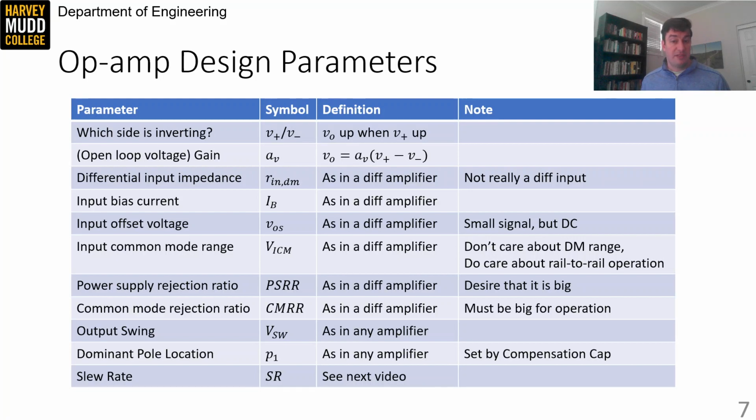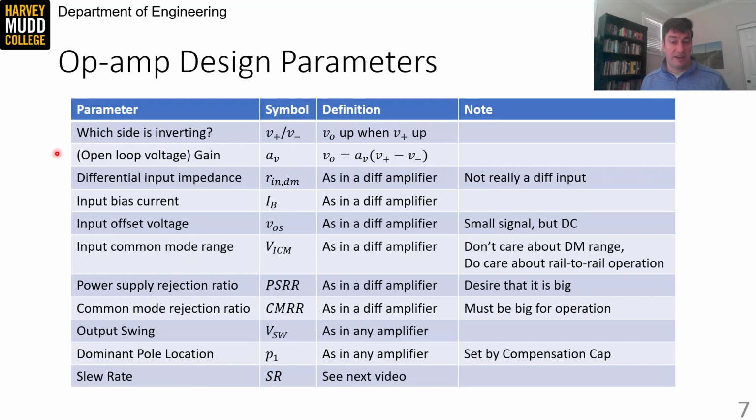These parameters can be roughly split into new parameters for op-amps and parameters we've seen before. But the parameters we've seen before often have some mild twist in the op-amp context. We'll start with new parameters for op-amps. One really common question when you see an op-amp schematic is which input is inverting. We denote that by adding the V plus and V minus symbols to the appropriate terminals such that the output increases when V plus increases.